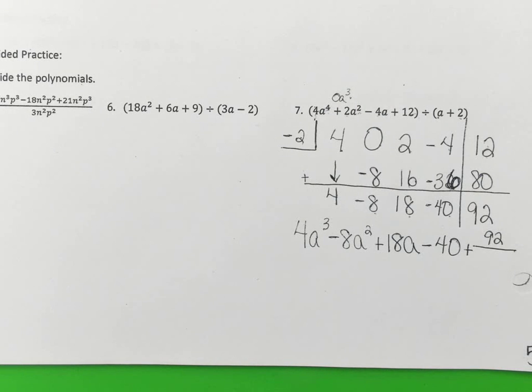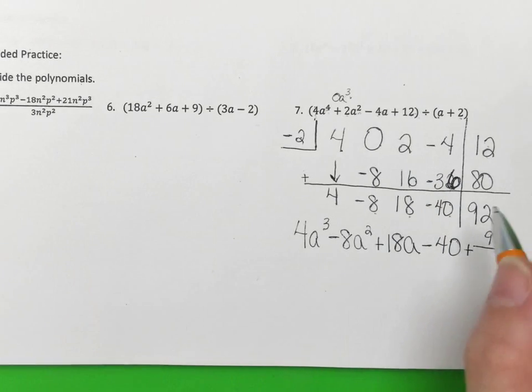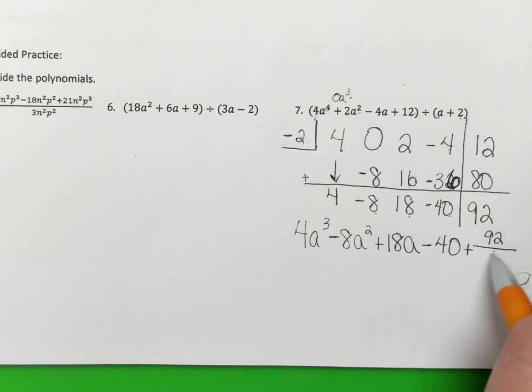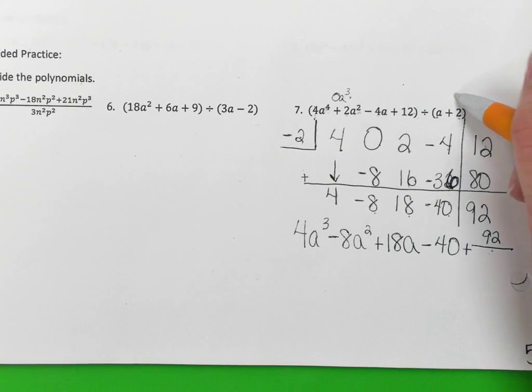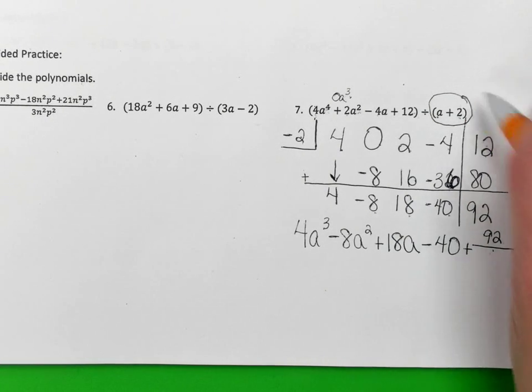You get remainders when you have decimals, right? So if you take 5 divided by 2, you get a decimal of 2.5. If you do 5 divided by 3, you get a decimal. So this is like a decimal if you had real numbers. This is your remainder. It won't go evenly. So you take this 92 and you put it over whatever you were dividing by to start with.